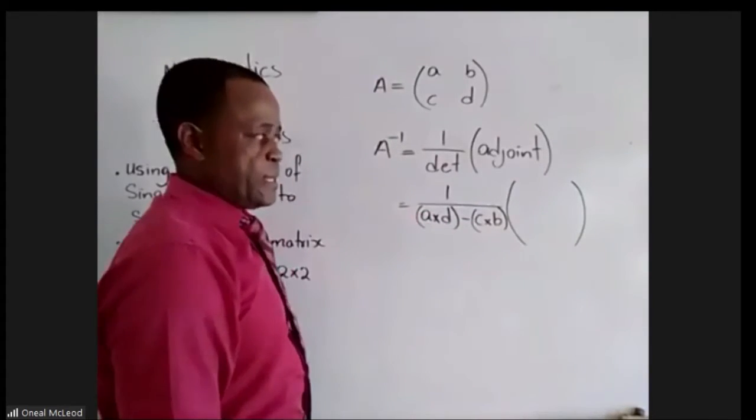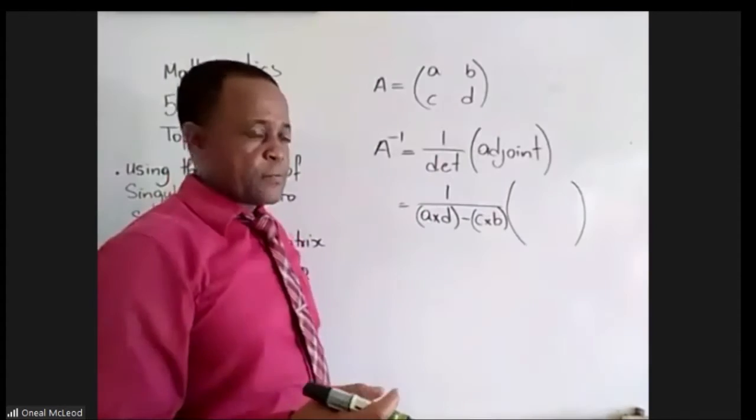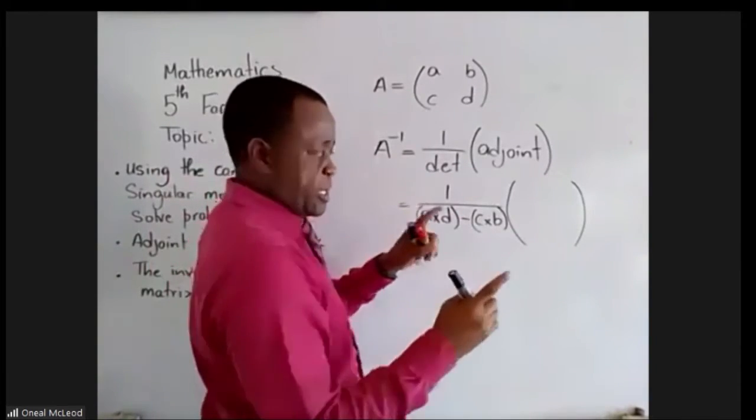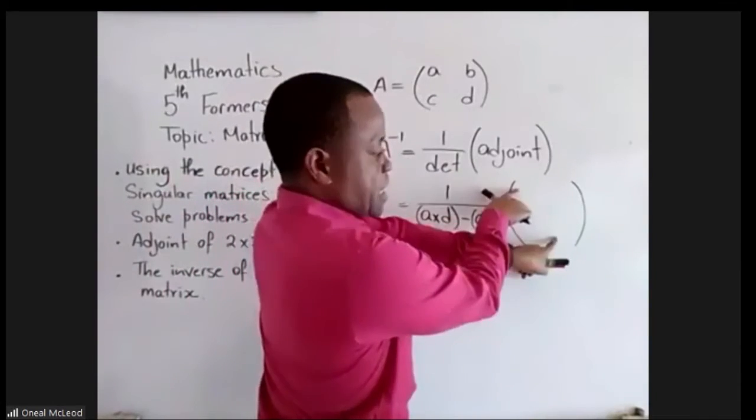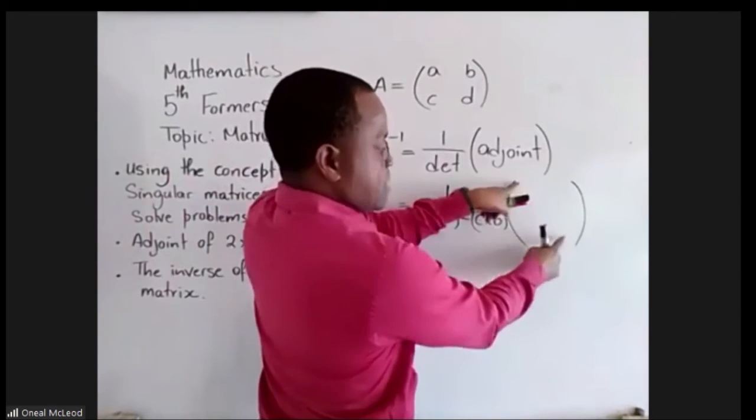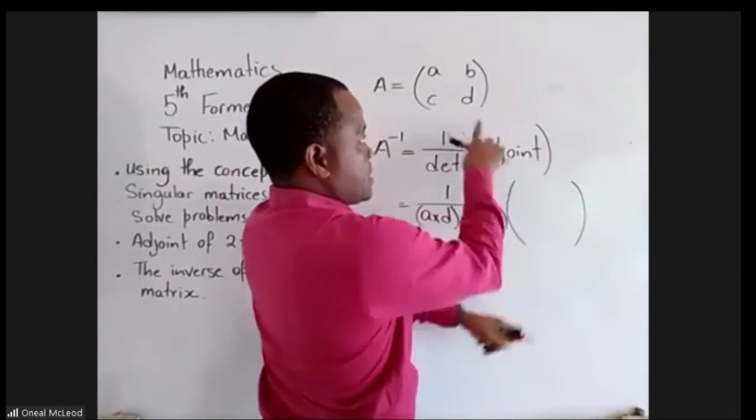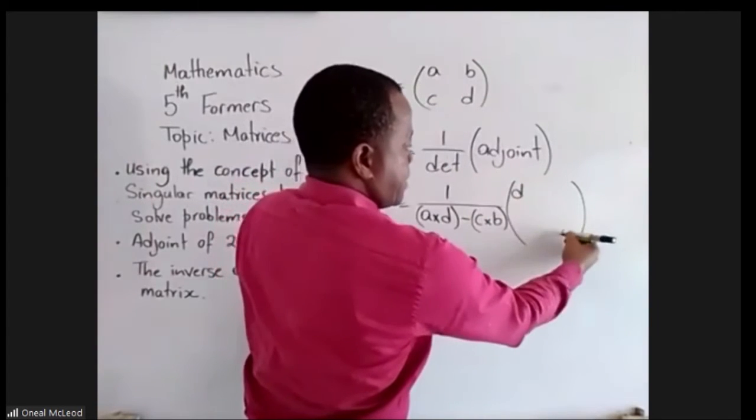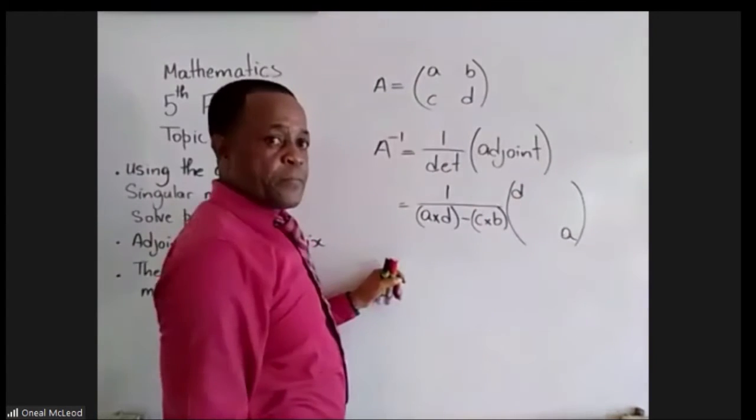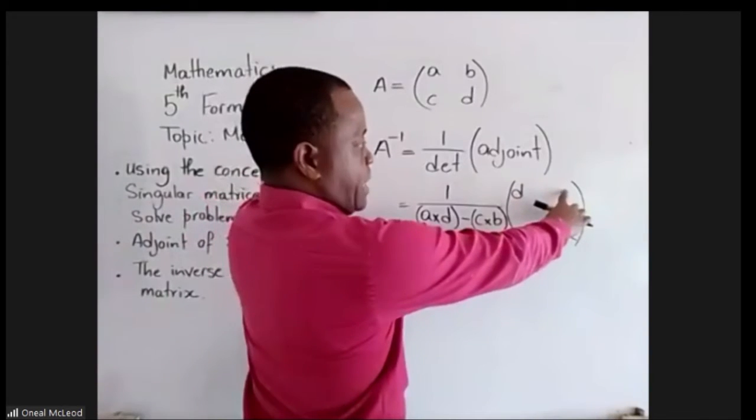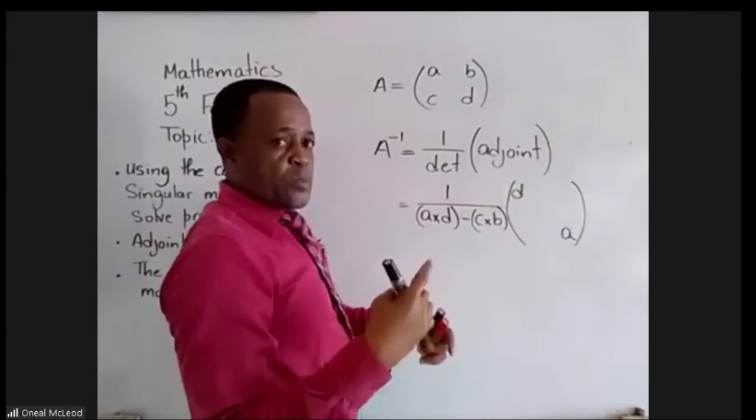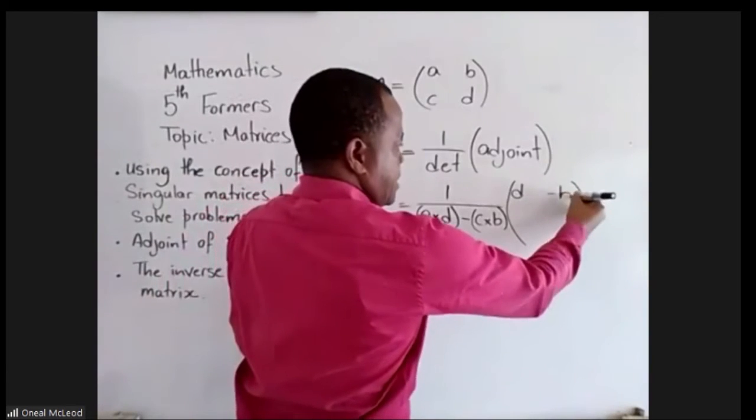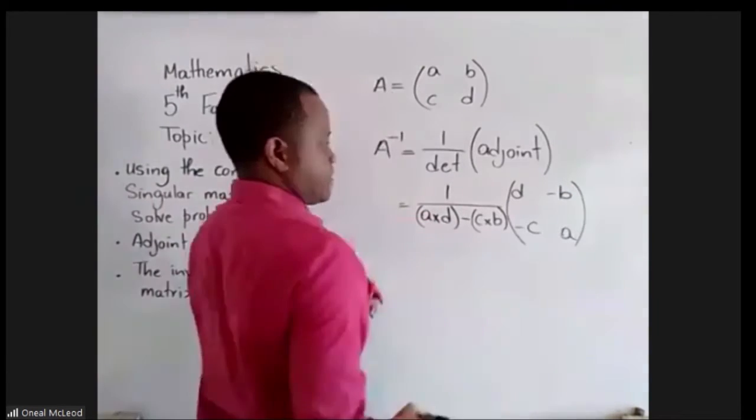Let us now find the adjoint matrix. Remember, what we did to find the adjoint is to interchange the leading elements. So we interchange A and D. So D goes up there and A comes down there. Then the other 2 elements, all we need to do is multiply them by negative 1. So this now becomes negative B and negative C.